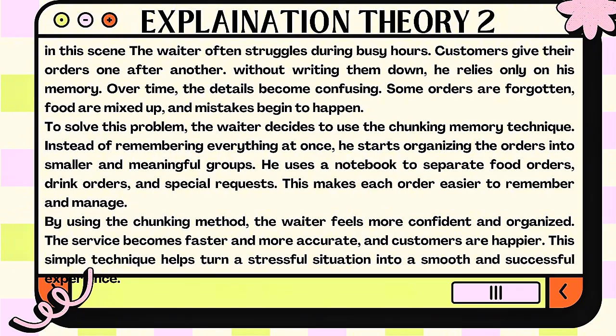To solve this problem, the waiter decides to use the chunking memory technique. Instead of remembering everything at once, he starts organizing the orders into smaller and meaningful groups. He uses a notebook to separate food orders, drink orders, and special requests. This makes each order easier to remember and manage. By using the chunking method, the waiter feels more confident and organized. The service becomes faster and more accurate, and customers are happier. This simple technique helps turn a stressful situation into a smooth and successful experience.